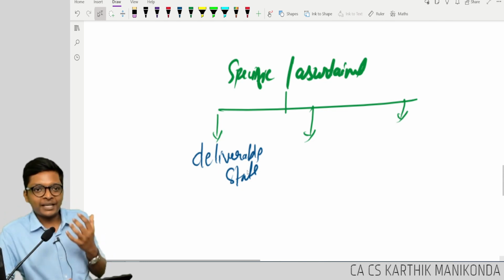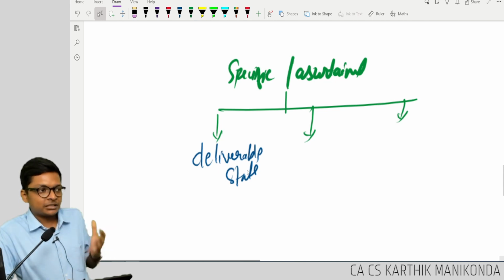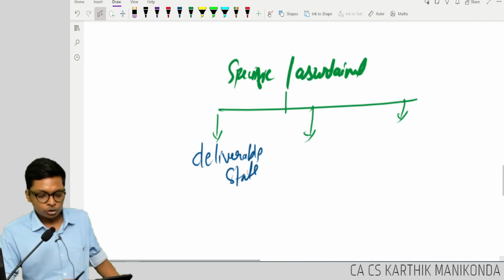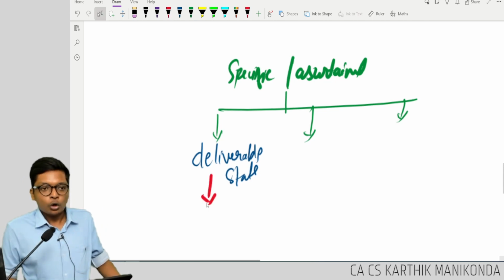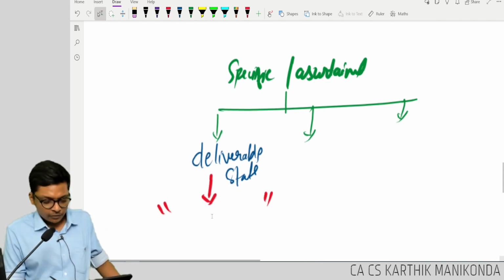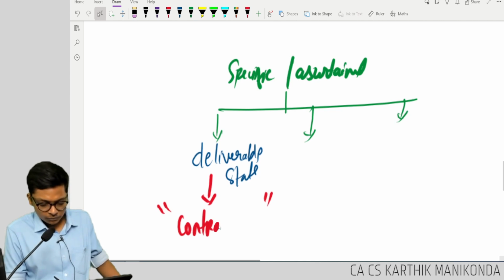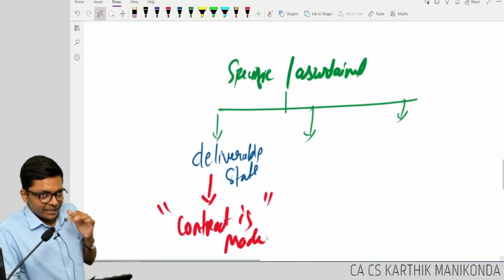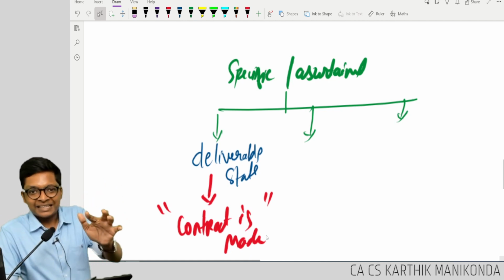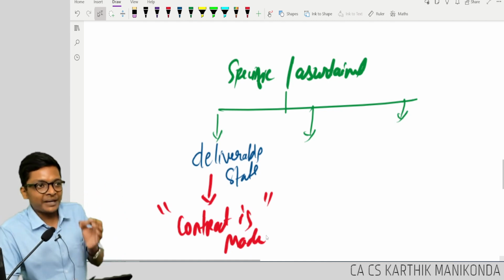Let's say you want to go buy a chair, what is there? It's readily deliverable, correct? So goods which are in deliverable state, when is ownership transferred? Ownership is transferred when the contract is made. That's it. That means when I make the offer, when the other party accepts, ownership is transferred.